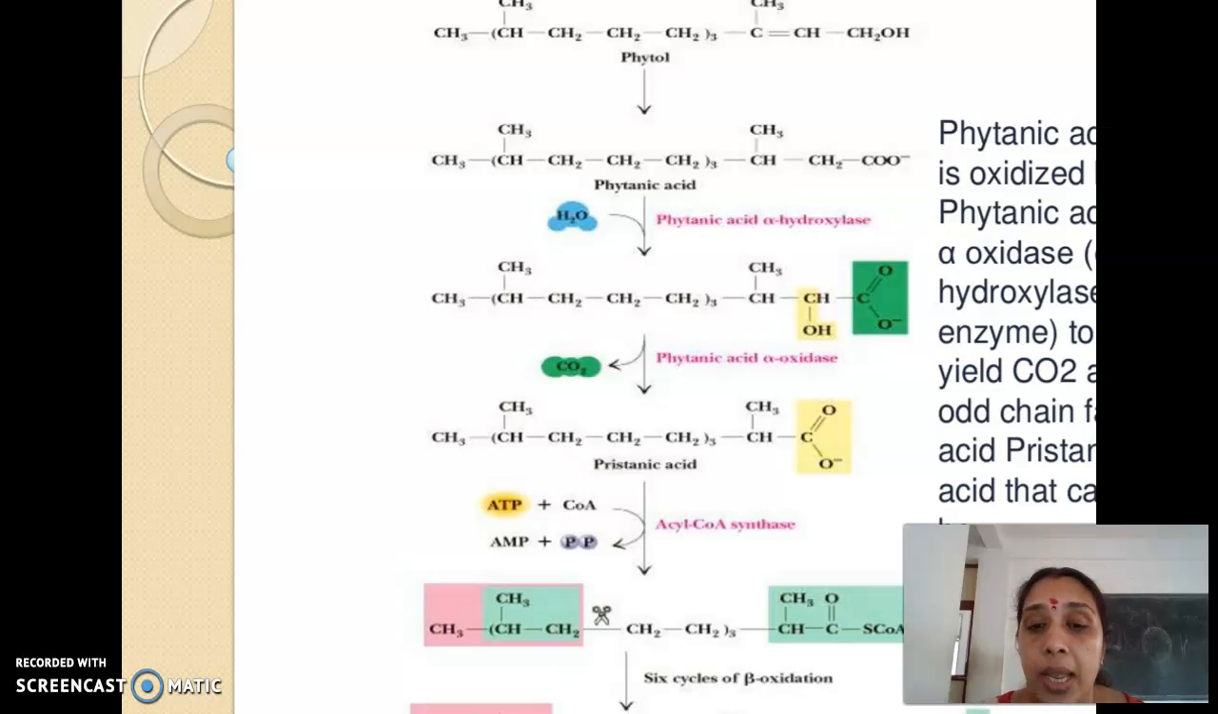Alpha oxidation happens. So a total of 6 cycles of beta oxidation, and each cycle contains release of acetyl CoA molecules. So 12 molecules of acetyl CoA, 12 carbon atoms.